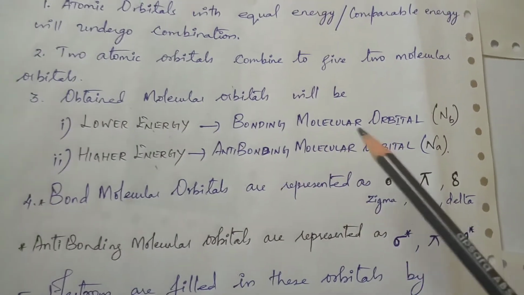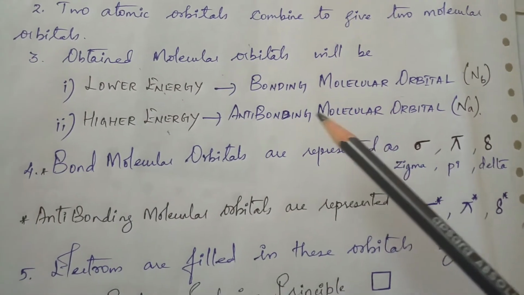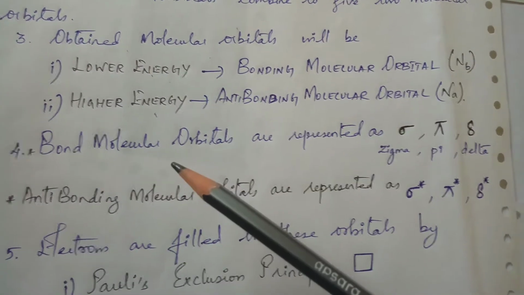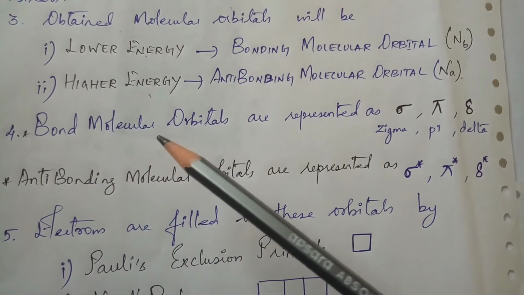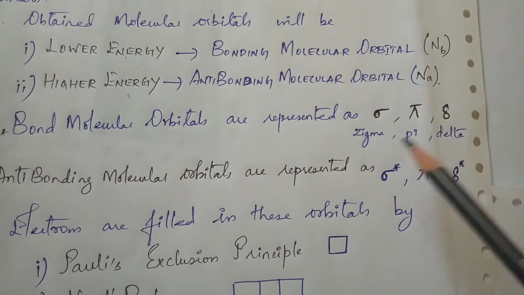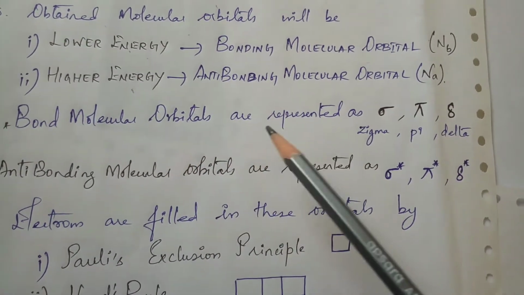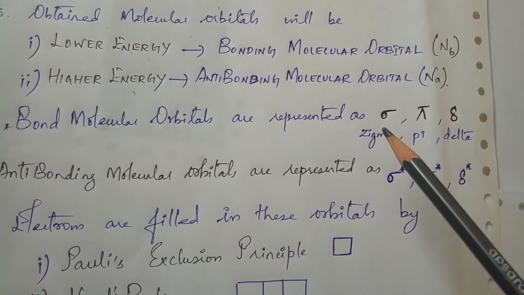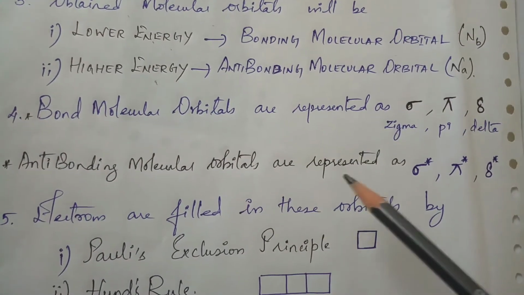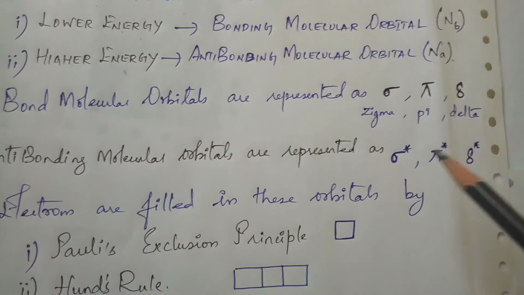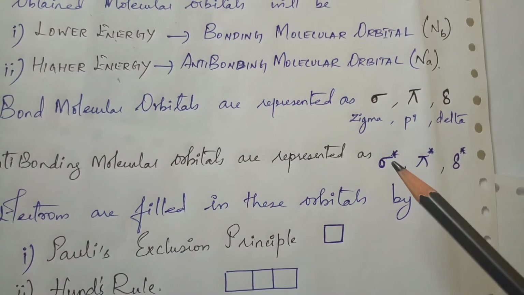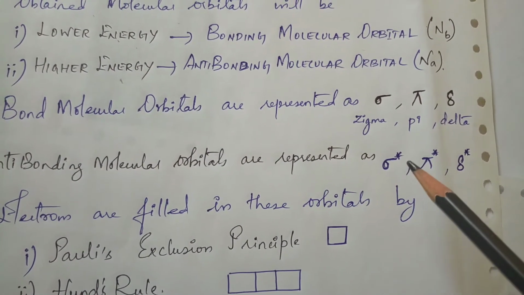These are the two important energy differences we need to find out. And how bonding and anti-bonding are represented is an important factor. Bonding molecular orbitals are represented by sigma, pi and delta. Got it? And anti-bonding molecular orbitals are represented as sigma star, pi star and delta star. So this is the main difference between bonding and anti-bonding: anti-bonding carries a star on the superscript.